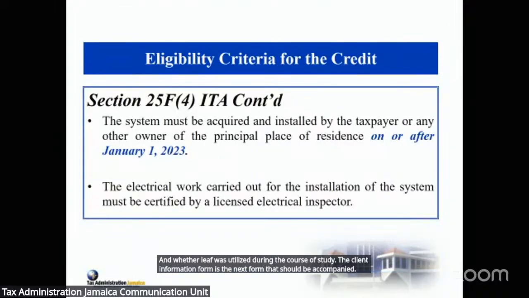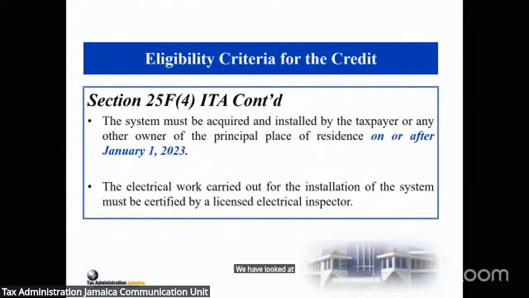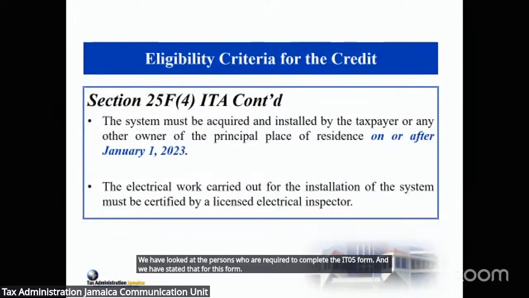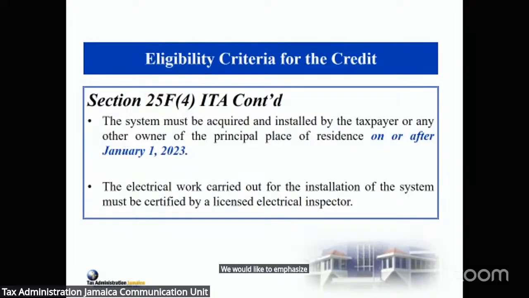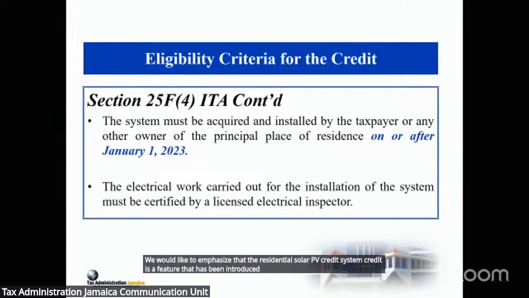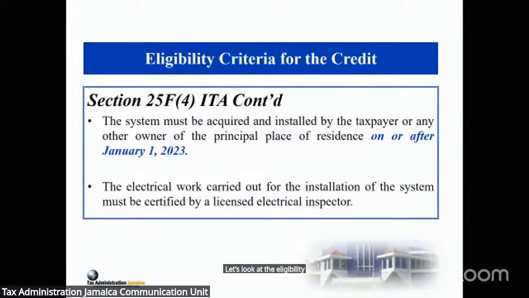We have looked at the persons who are required to complete the IT-05 form, and for this form, we would like to emphasize that the residential solar PV system credit is a feature that has been introduced for completion on the IT-05 form. Let's look at the eligibility criteria to access this credit where necessary.